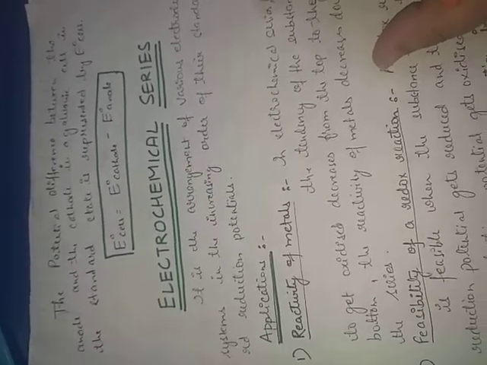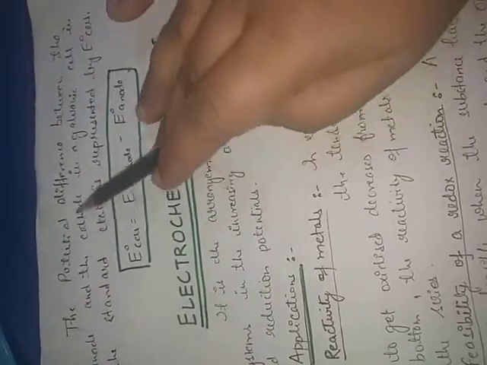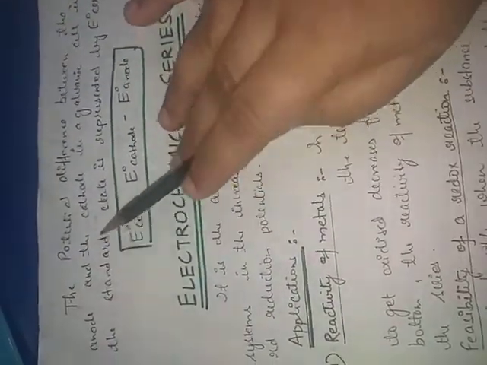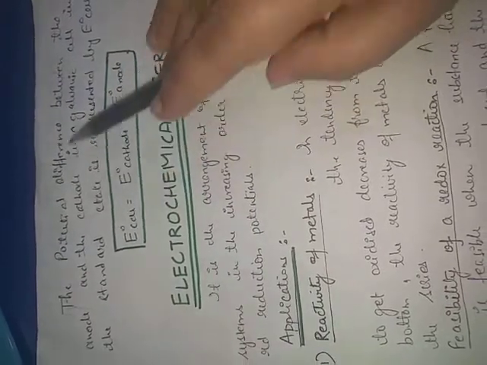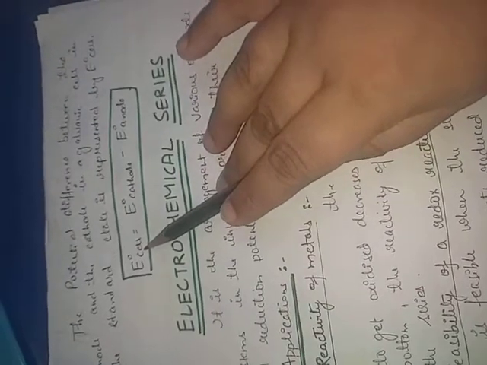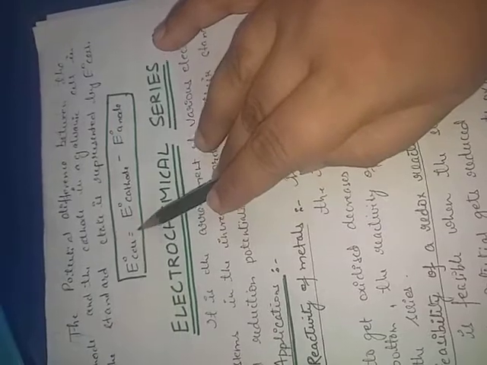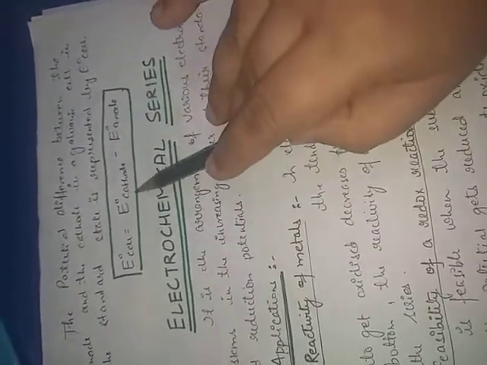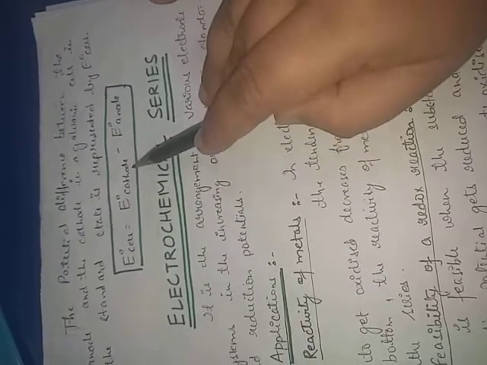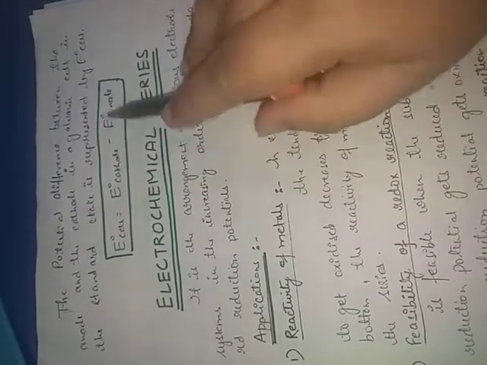This is the continuation after the standard hydrogen electrode. If we have to calculate the potential difference between the anode and the cathode in a galvanic cell, we can calculate it by using the formula E naught cell. It is a potential difference. E naught cell equals E naught cathode minus E naught anode, which means E naught right hand side minus E naught left hand side. This we have to keep in mind.